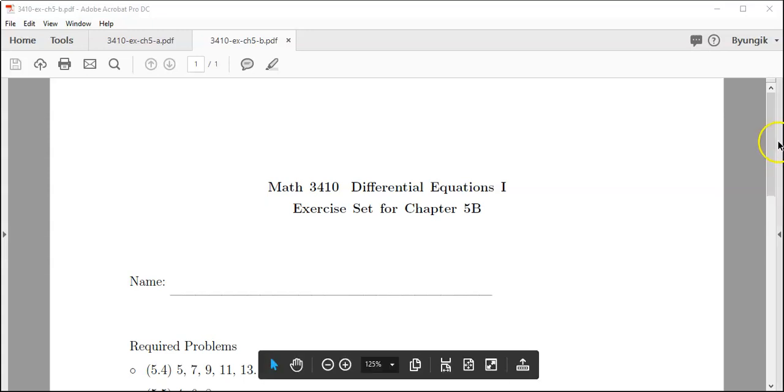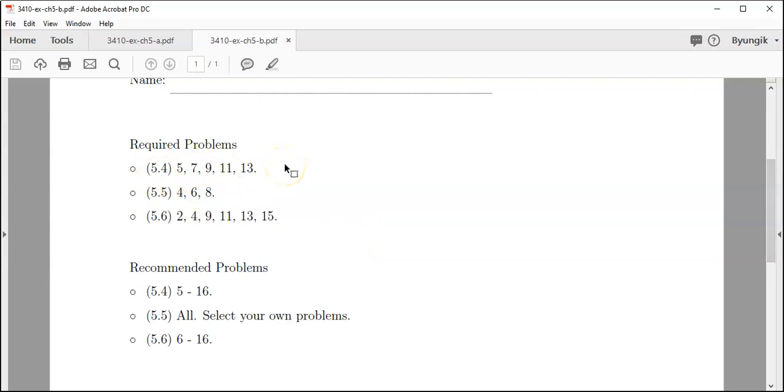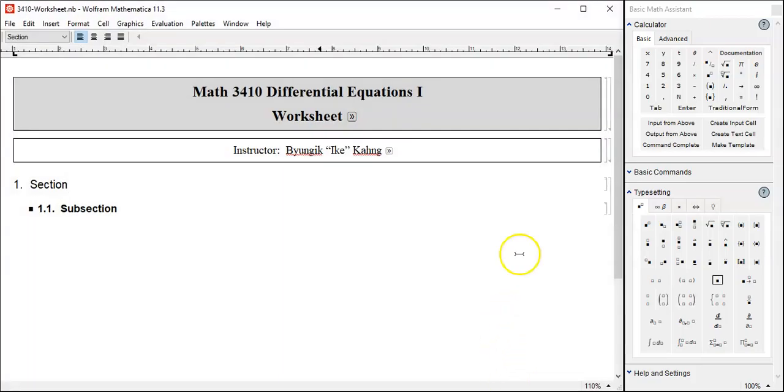Hello students. Let us take some time discussing some problems from 5.4. I assigned many, and 5, 7, and 9 are kind of similar. 11 and 13 are quite different. I don't know whether I'll have time to do all those, but maybe one of them I could do.